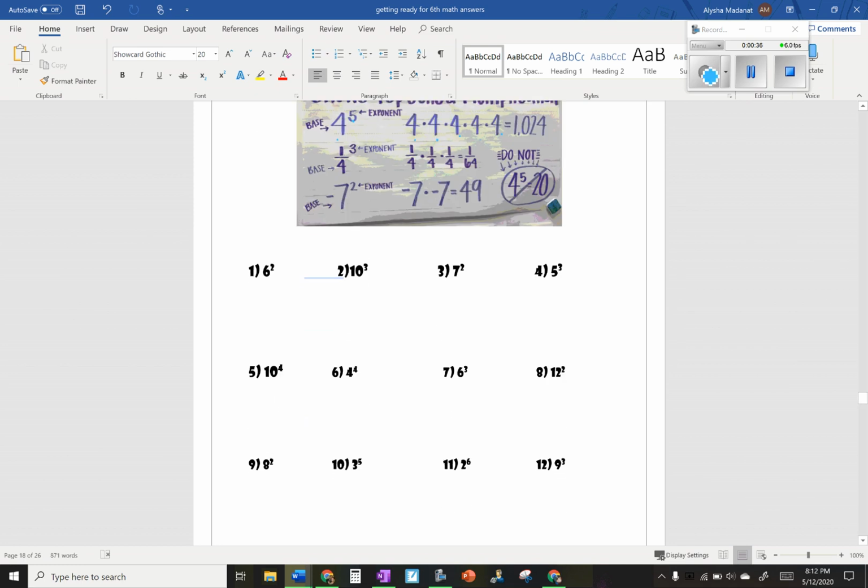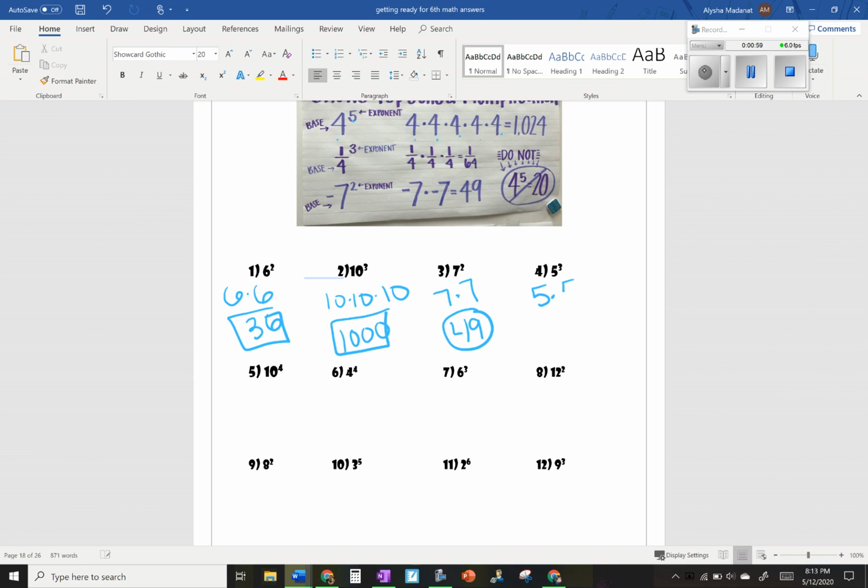So in number 1, we've got 6 squared. So expanded form would be 6 times 6, which is going to give you 36. 10 to the 3rd power is going to be 10 times 10 times 10, which is going to end up giving you 1,000. 7 to the 2nd power, or 7 squared, is going to be 7 times 7, which is going to give you 49.